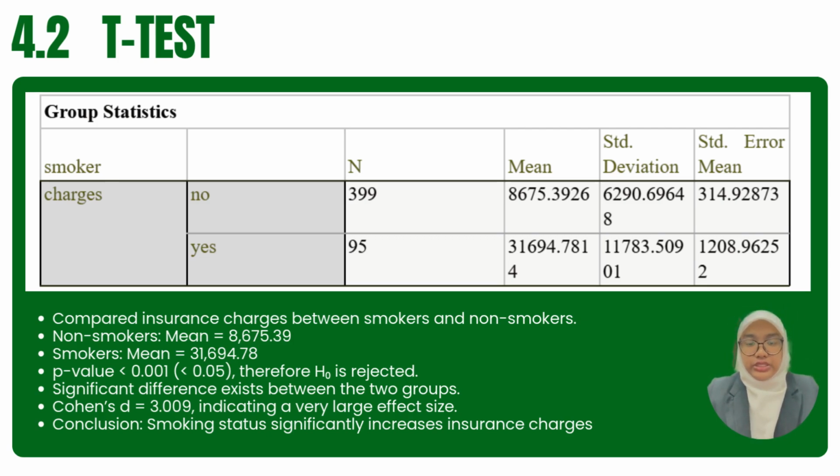In addition, the Cohen's d value was 3.009, indicating a very large effect size. In conclusion, smoking status has a significant impact on the insurance charge, and smokers generally pay much higher insurance charges than non-smokers. So that's all for 4.2.